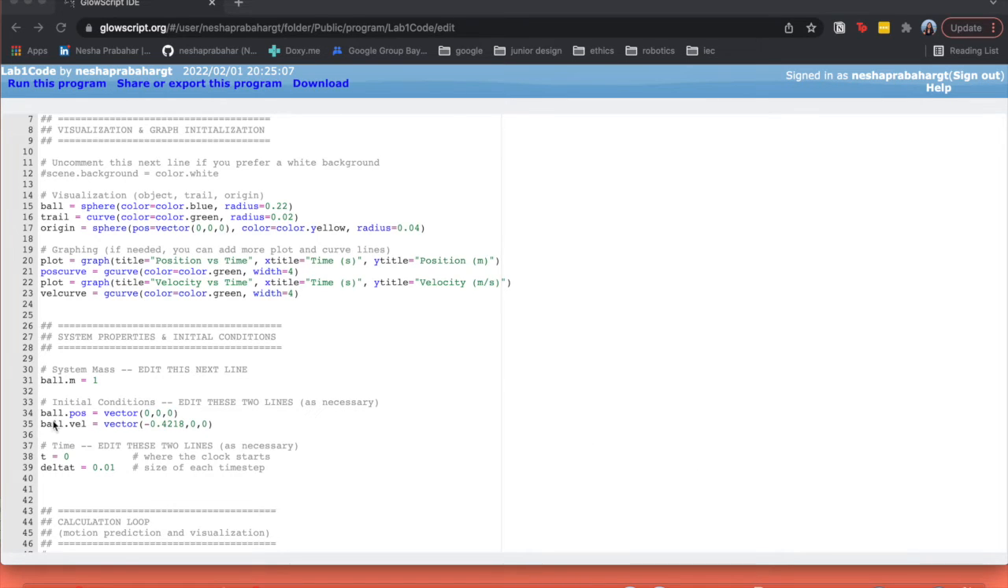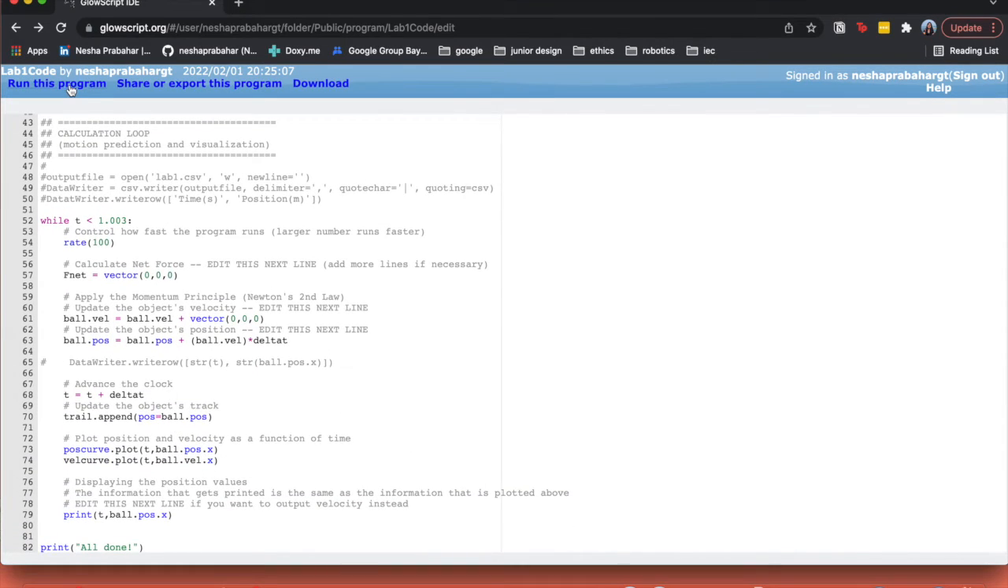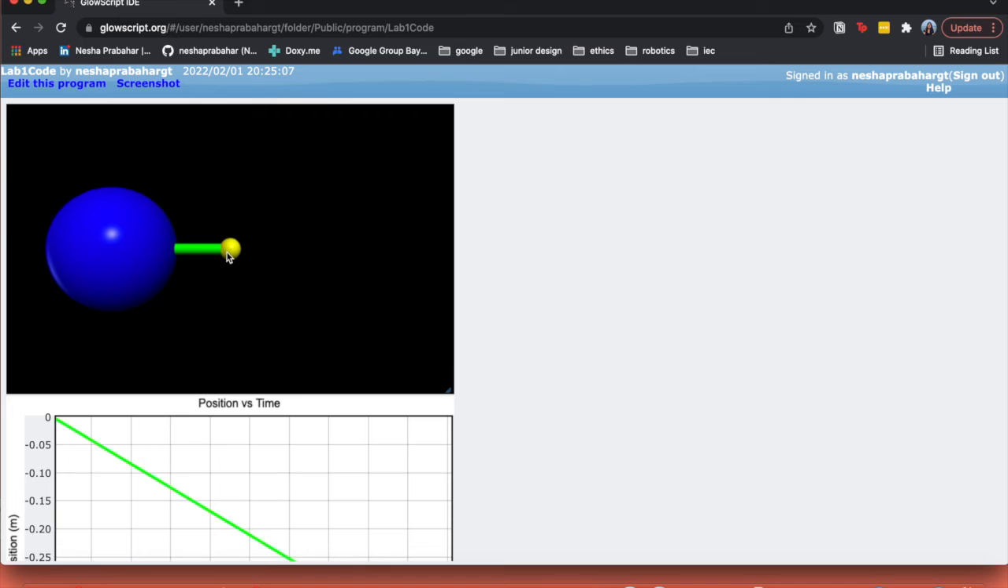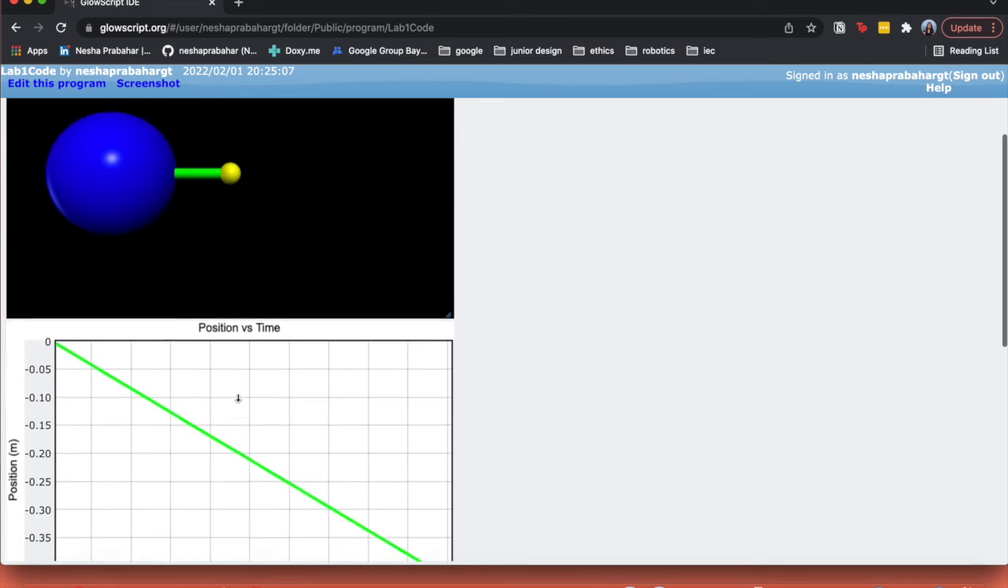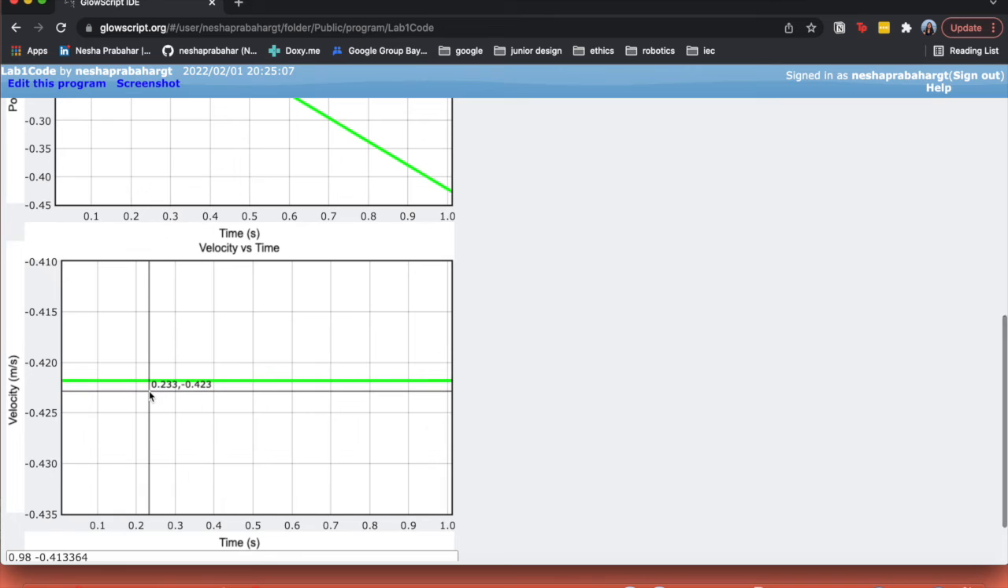So I have changed the velocity to a negative velocity. The magnitude is the same. However, since the position would be negative if the axes flipped, the velocity would be negative as well. So the rest of the code stays exactly the same. I'm going to run this program, and you can see that the motion is now in the negative x direction. The position versus time is also in the negative direction. You can see this has a negative slope. Velocity, however, remains constant, just like it did before. So there is no semantic difference in the experiment or the lab, but it is in the negative direction.